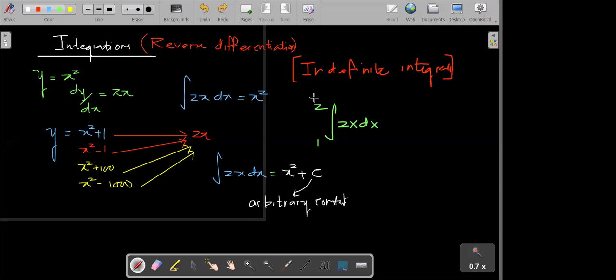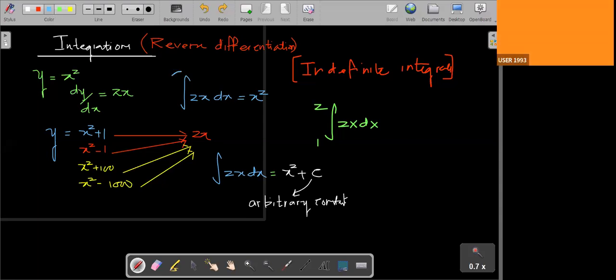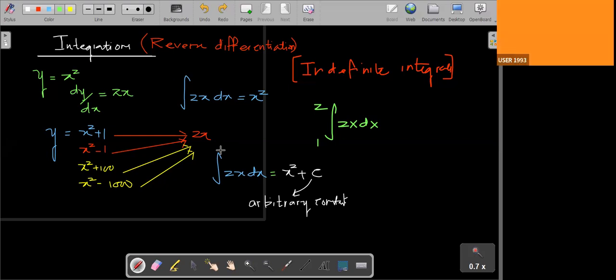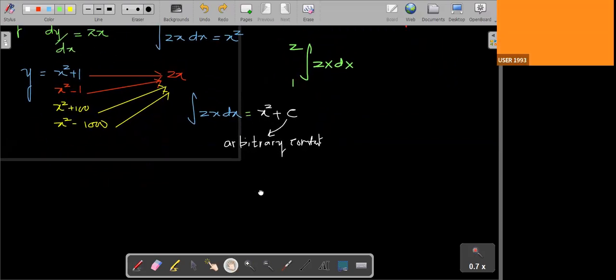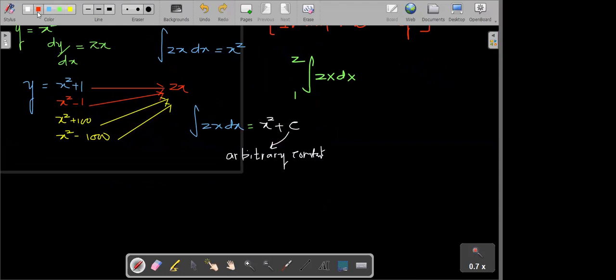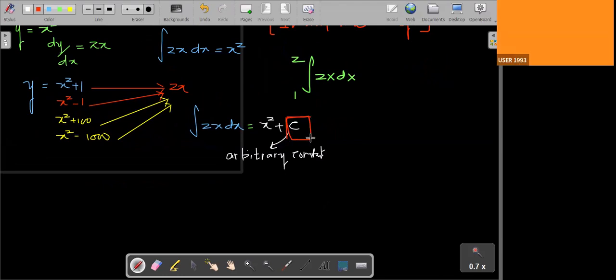Understood what I'm saying? So here, the values are not defined, correct? So it's indefinite. Agree with it? Okay. So if there's an indefinite integral, there will always be a C in the final answer.